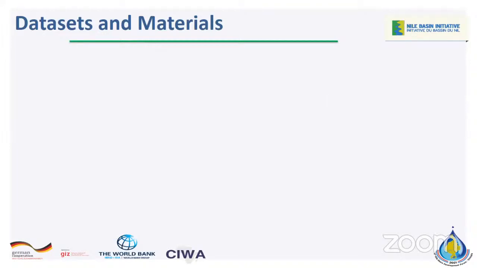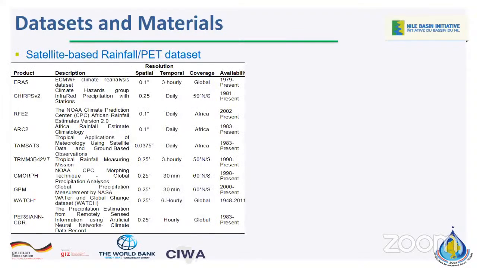And here we have the data sets and materials. Here are the satellite data sets that were used in this study. Here we have used 10 different satellite-based rainfall data sets. And we have used one data set for the potential evapotranspiration calculations. This data set is called WATCH.